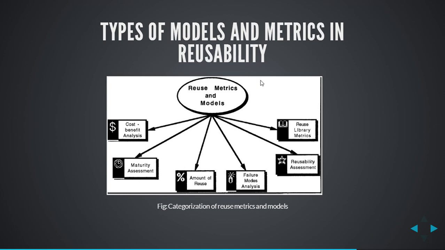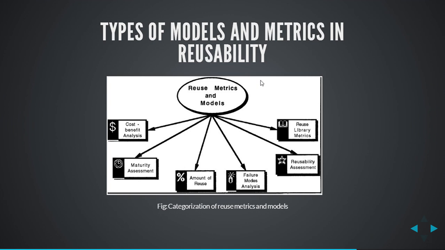Types of models and metrics in reusability. Categorization of reuse metrics and models. Here are the categories of reuse metrics and models. They are cost benefit analysis, maturity assessment, amount of reuse, failure modes analysis, reusability assessment, reuse library metrics.